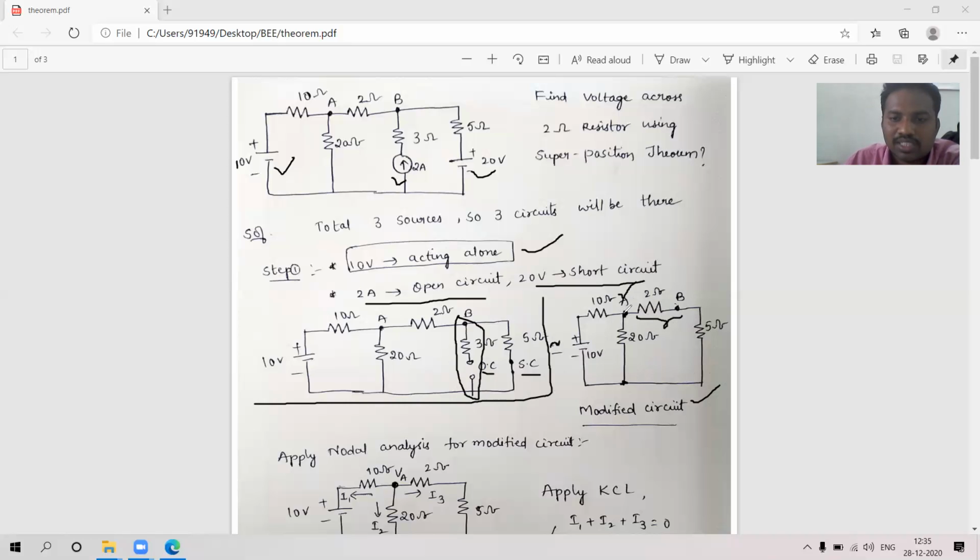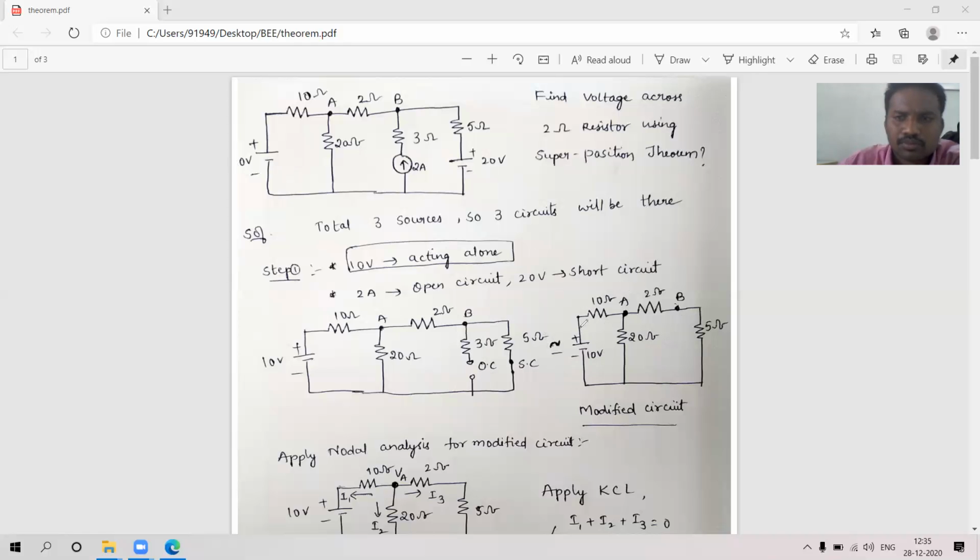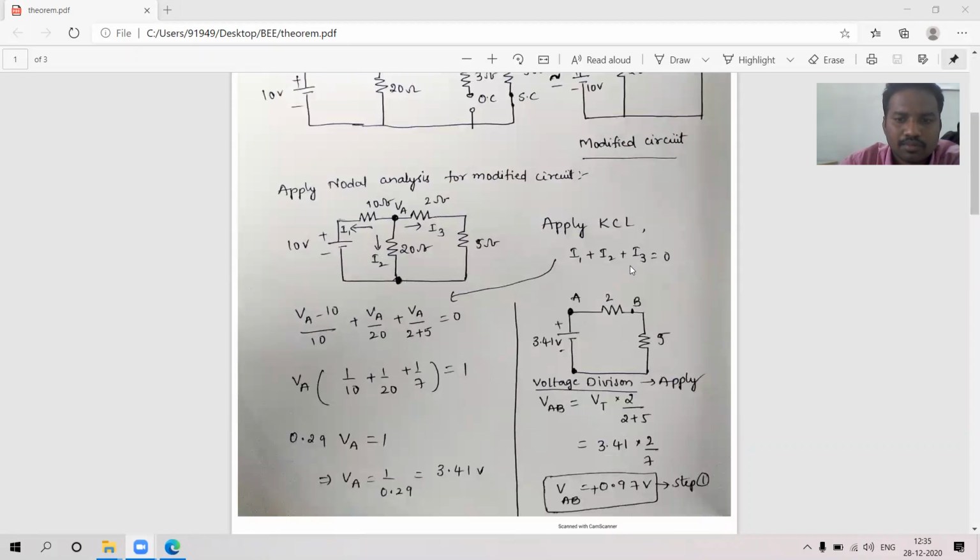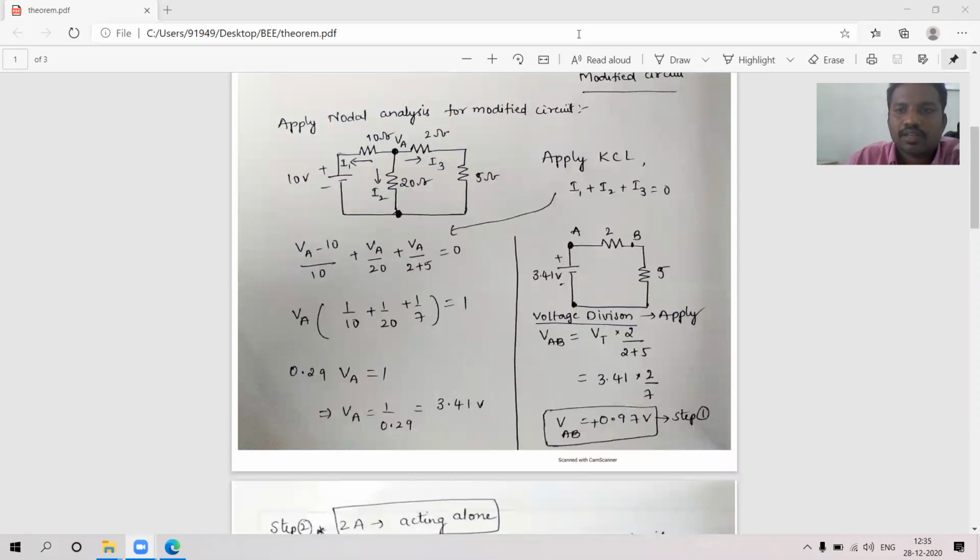When I apply nodal analysis, this will be acting like the highest potential, so all three currents will be leaving. That means this is I1, this is I2, and this is I3. Three currents will be there. Nodal analysis means you have to apply Kirchhoff's current law. This is acting as highest potential, so all currents are leaving currents because no current source is there here. So I1 plus I2 plus I3 is equal to 0.